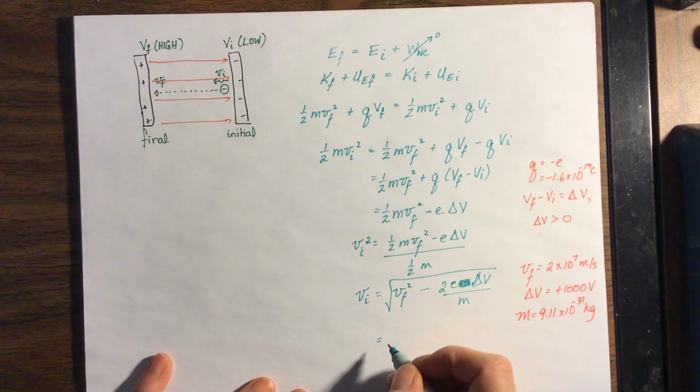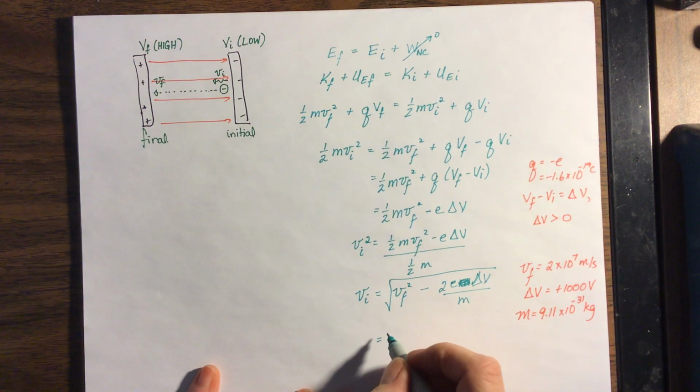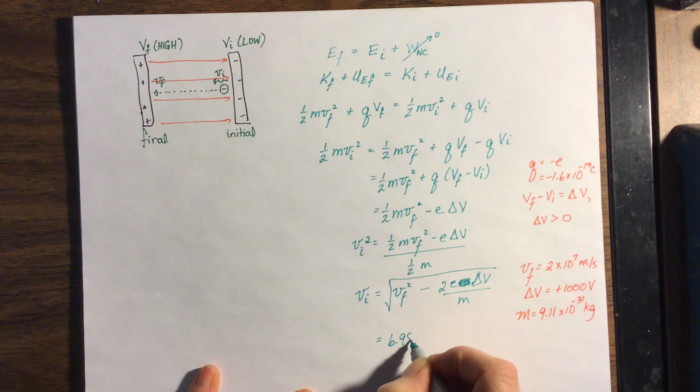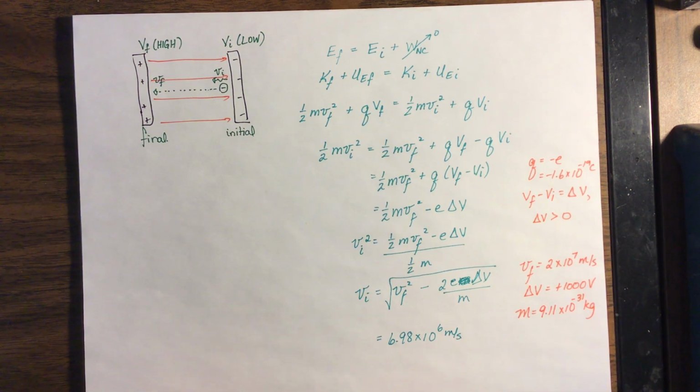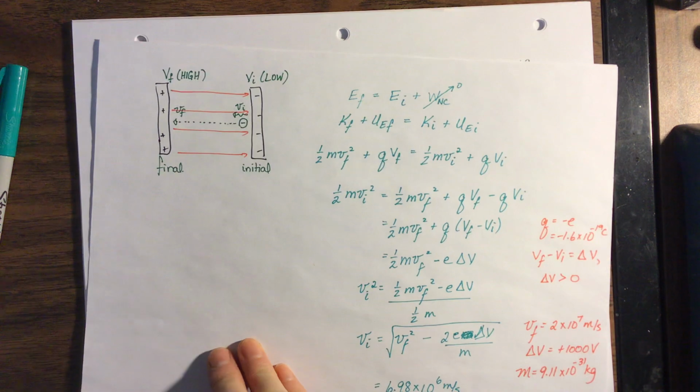Put all this through the calculator, and what we get for our speed is 6.98 times 10 to the 6 meters per second. Okay, so there's a conservation of energy problem with an electron moving between the plates. We'll do one more example here.